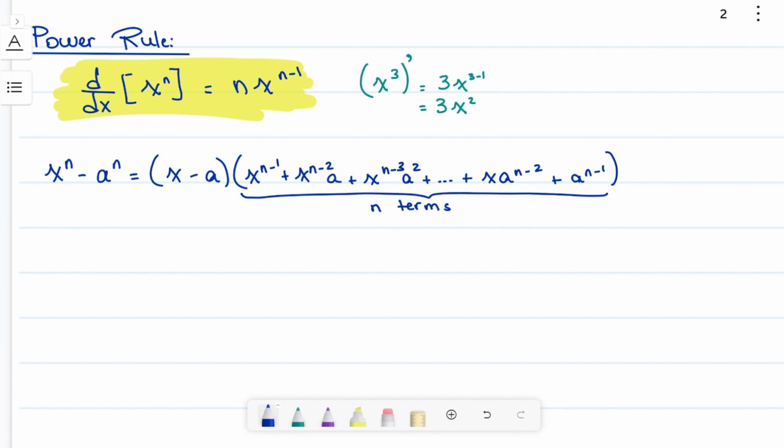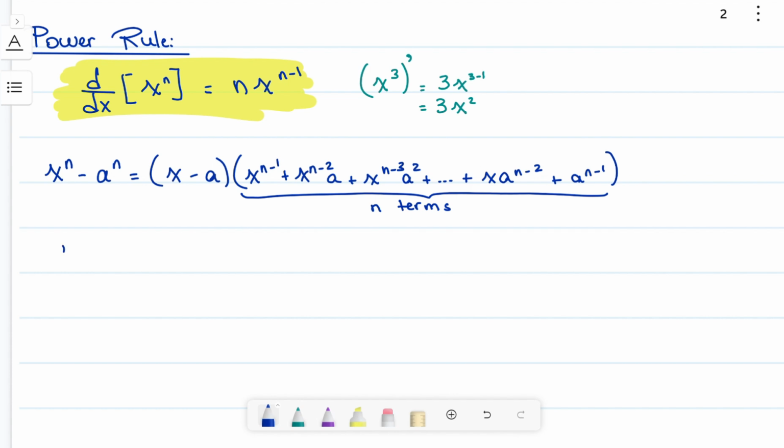So we will prove this power rule using the following fact: x to the power of n minus a to the power of n equals x minus a times x to the power of n minus 1 plus x to the power of n minus 2 times a plus x to the power of n minus 3 times a squared plus ... plus x times a to the power of n minus 2 plus a to the power of n minus 1, and these are n terms.